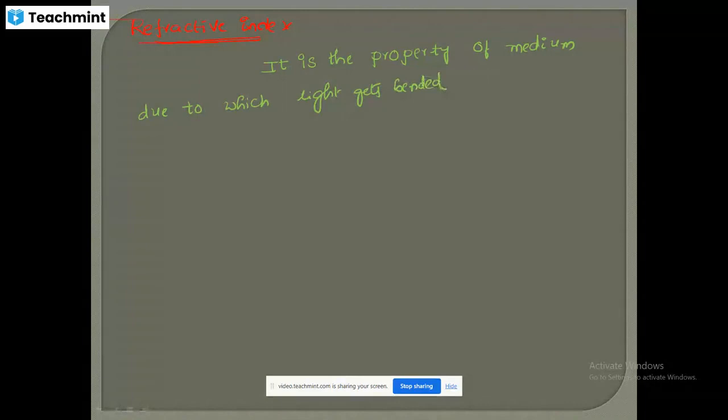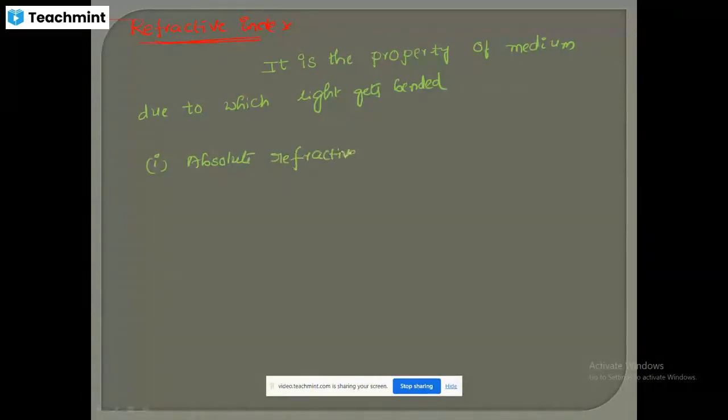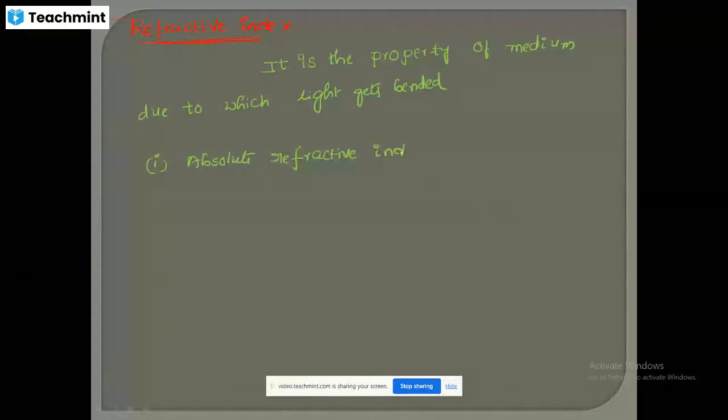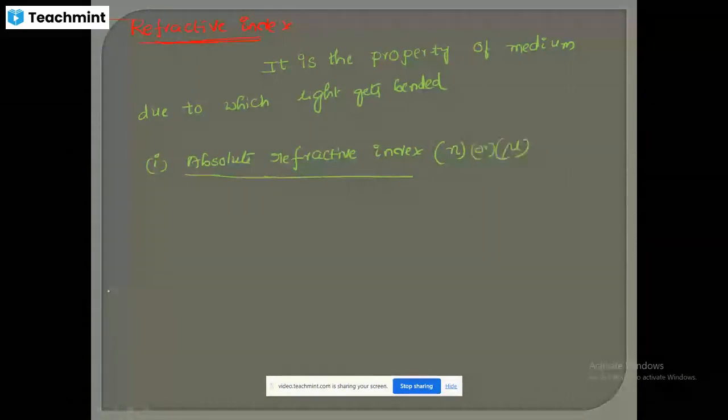In that, the first one is the absolute refractive index. What does absolute refractive index mean? It is represented by n. Some textbooks represent it with mu, some with n. So mu or n, I can take n here.